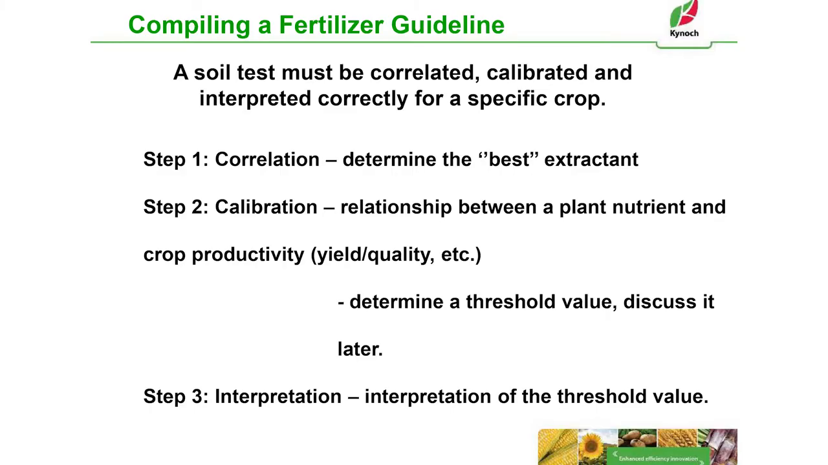Step two, calibration. There you determine the relationship between a plant nutrient and crop productivity. Very, very important. And then you also determine a threshold value, but we will discuss this later. And then step three is the interpretation part. We interpret the threshold value to create a guideline. That's what we do there.